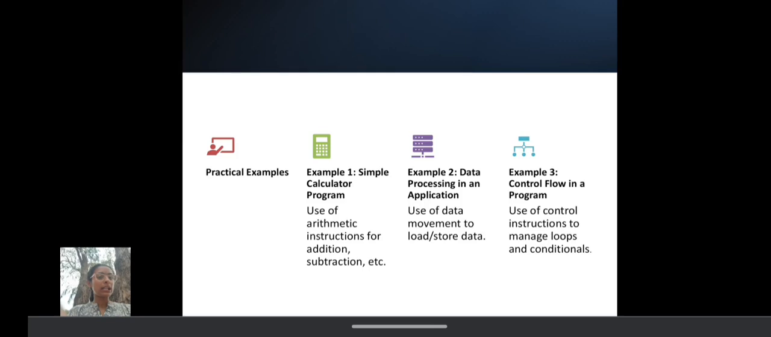What are the practical examples of these? Example 1, simple calculator program, use of arithmetic instructions for addition, subtraction, etc. For example 2, data processing in an application, use of data movement to load or store data. And for example 3, control flow in a program, use of control instructions to manage loops and conditionals.